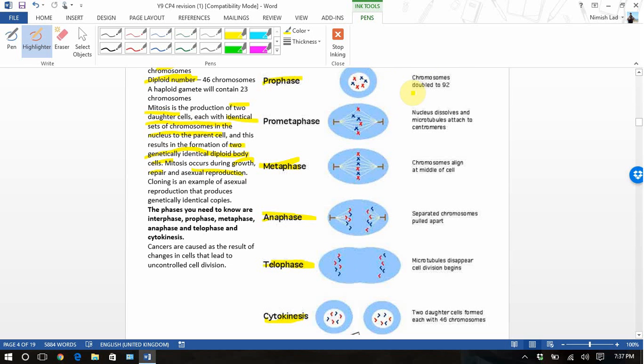So feel free to pause the video here, work your way through this diagram to make sure you understand each stage and what's going on. Cancers are often caused by a fault in part of this process, due to the uncontrolled cell division that's taking place there.